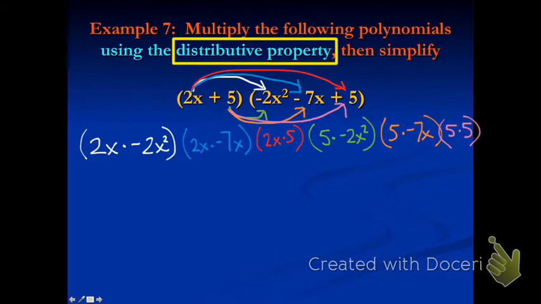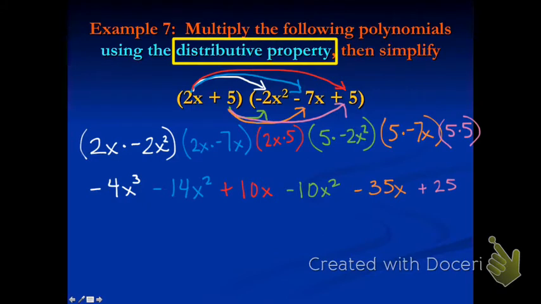So 2x times a negative 2x squared would be negative 4x to the third. Then 2x times a negative 7x, you multiply the 2 and the negative 7, you get negative 14, and then x times x is x squared, so minus 14x squared. Then 2x times 5, 2 times 5 is 10, so plus 10x. Then 5 times a negative 2x squared would be negative 10x squared. And then 5 times a negative 7x would be negative 35x. And then 5 times 5 is 25.